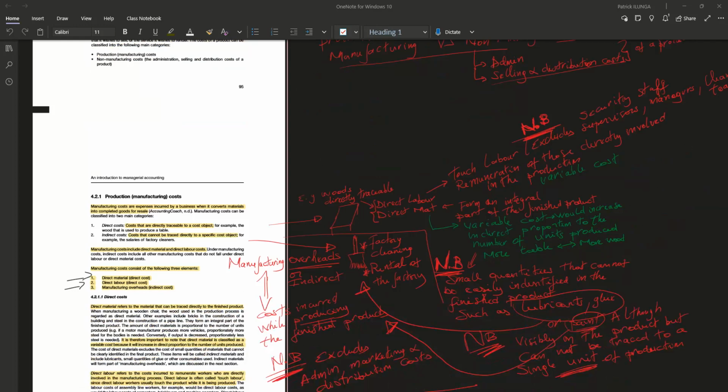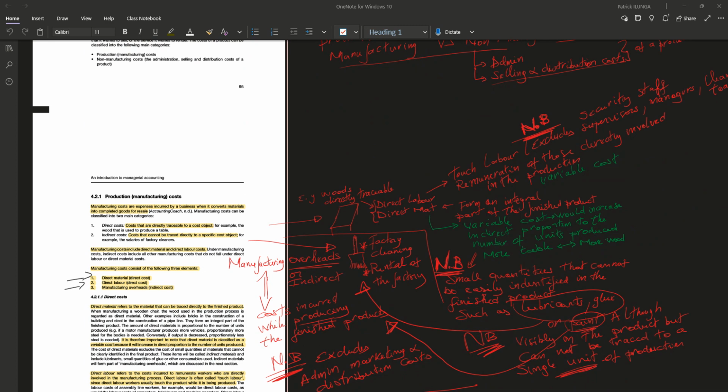Production cost or product cost, manufacturing cost, all these are synonymous. They refer to costs or expenses that are incurred by a business when it converts material into completed goods. So you have the transformation of material into completed goods for resale, right? Therefore, you would have the direct costs, which are costs that are directly traceable to a cost object. For example, the wood that is used to produce a table is directly traceable to the table.